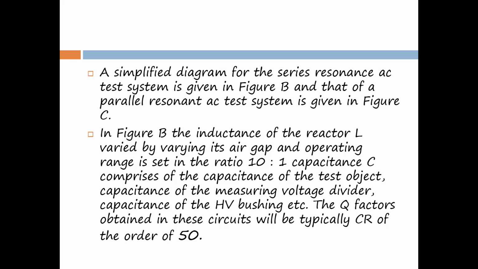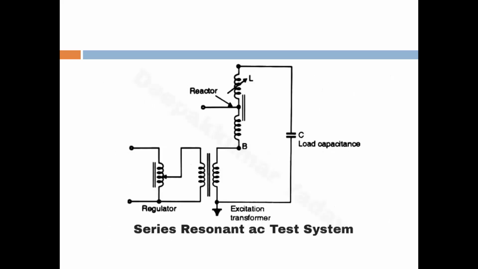Always remember, for voltage magnification, a series resonance circuit is going to be used. For current magnification, a parallel resonance circuit is going to be used. The Q factor obtained is typically of the order of 50. It means the output is going to be 50 times greater than the input, and thus we are getting the high voltage in the case of the resonance circuit.